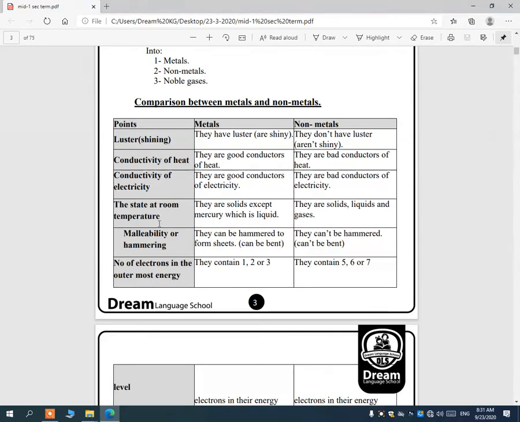The fourth point is the state at room temperature. First, metals. All the metals are solid except mercury, which is the only liquid metal. And about the nonmetals, some of them are solid. The rest are gases, and we have only one liquid nonmetal, which is bromine.